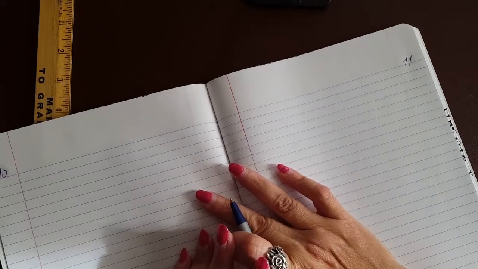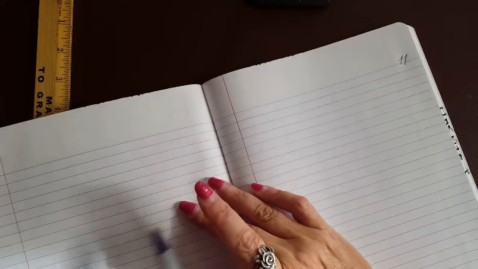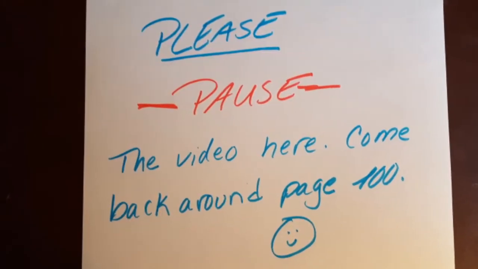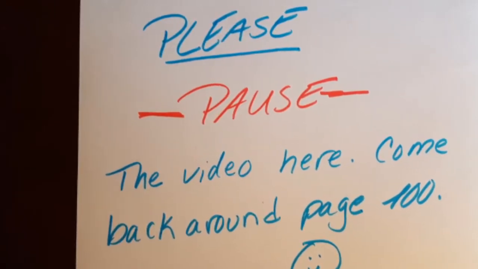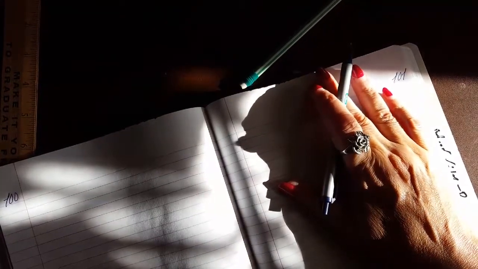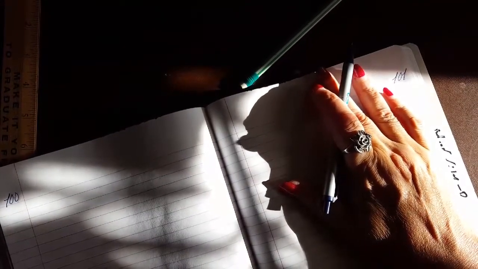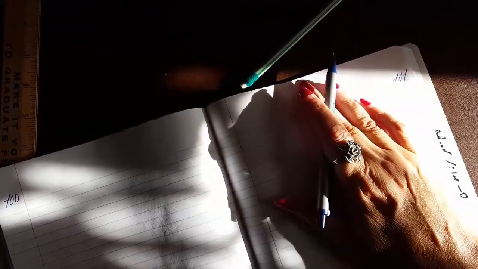So what I would like you to do is to pause this video and come back somewhere around page 100. 99, 100, 101. If you've been numbering your pages correctly, then the odd numbers should be on the right-hand page. Now you may pause the video again and come back when you have finished numbering all of the pages.